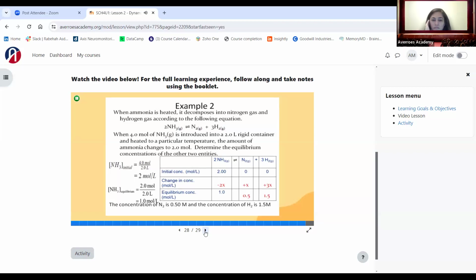And we get that using our concentration of our initial, which was 4/2, giving us 2 moles per liter, which then at equilibrium, right, 2 moles over 2 liters of that rigid container, that's 1 mole per liter. That's our equilibrium concentration.